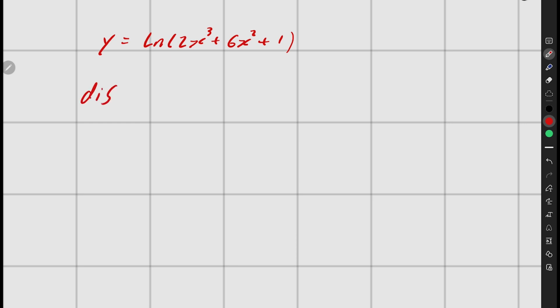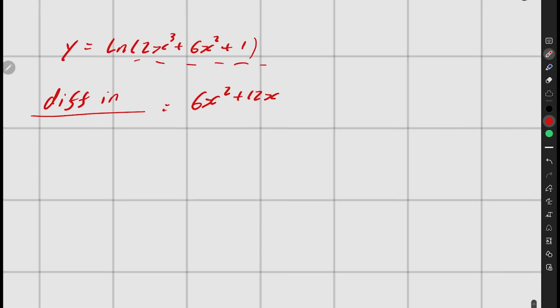Remember, first what we need to do, we need to diff in. The derivative of the inner function, the function inside these brackets, is going to be equal to 6x squared plus 12x. And the 1's just going to go to 0. And then next up, we're going to differentiate the outer function. And remember the derivative of ln of x equals 1 over x.